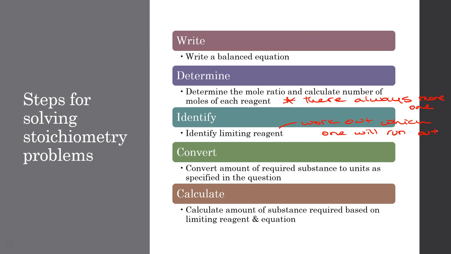Okay, so we're going to look at one and work out how much we need of the other. Convert the amount of the required substance to units as specified in the question. So do we need it in grams? Do we need it in mole? Calculate the amount of substance required based on the limiting reagent in the equation, i.e. use the limiting reagent to work out the product. I can't use my excess reagent because that will tell me that I'll produce more product than I actually will. Let's look at a couple of examples.